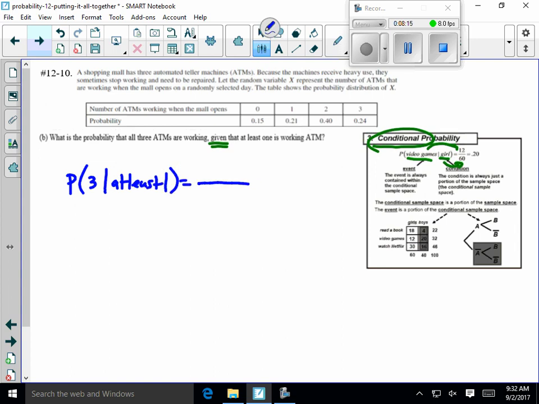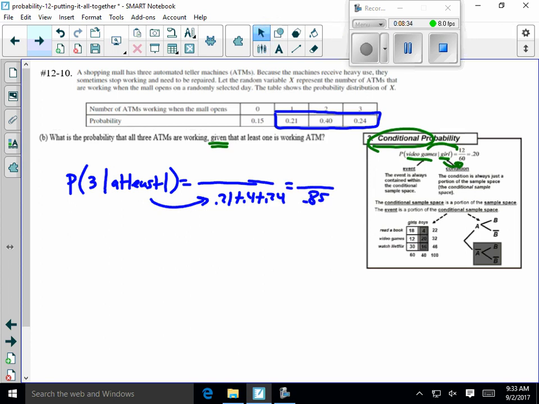So I could think of that as a fraction, and the at least one part has to represent the conditional sample space. So the at least one part would be this. This is the conditional sample space here, right? 1, 2, and 3. So if I just added those up, because it's 1 or 2 or 3, we have that 0.85 that we found in the first part, right?